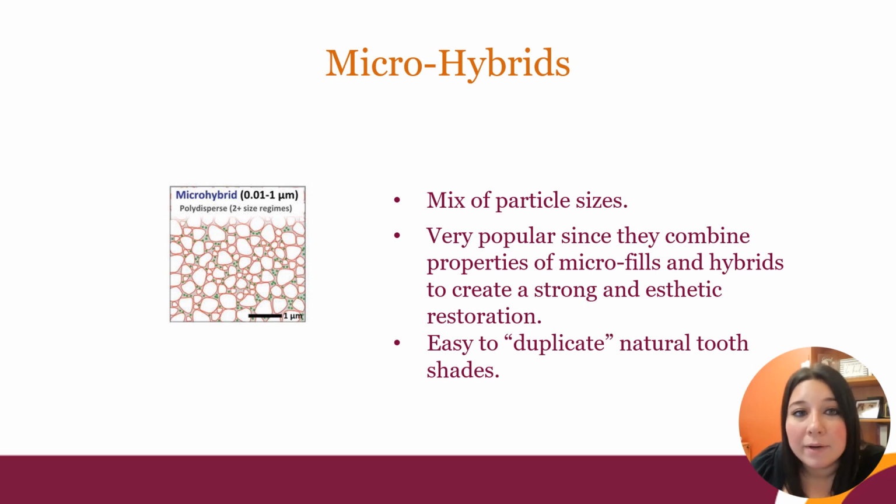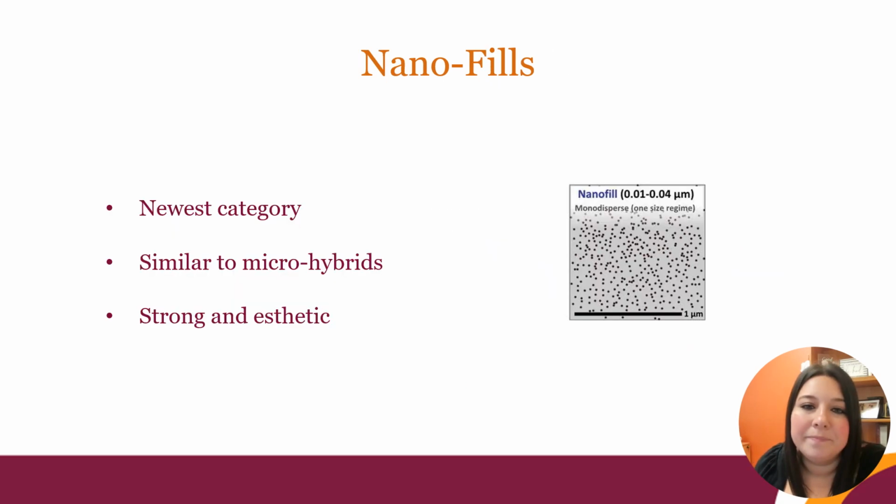Next we have microhybrids. So again, a mix of particle sizes, and they are also very popular because they combine these properties to kind of cherry pick the best characteristics. They make it easier to duplicate natural tooth shades as well because they offer different light opacities to help simulate that color of natural teeth. There are more opaque shades available for those initial layers to reproduce the color of dentin underneath the enamel, and then also less opaque shades to help reproduce that enamel coloring as well.